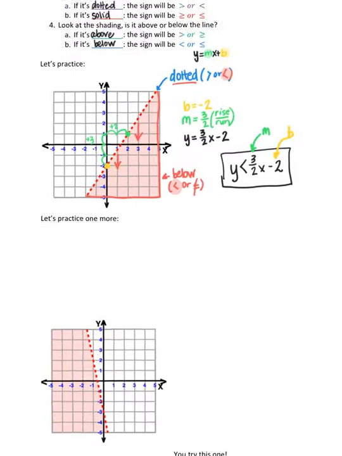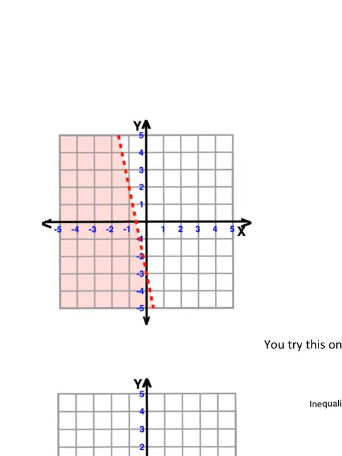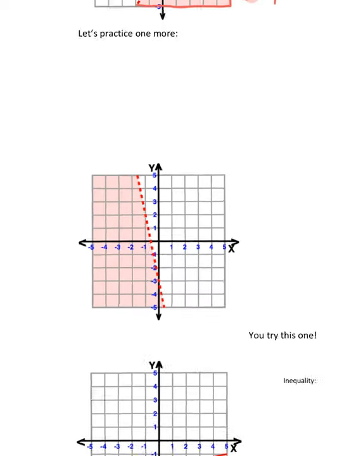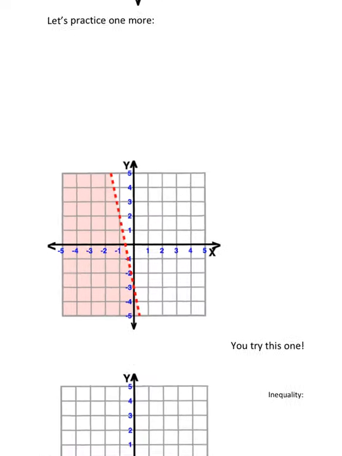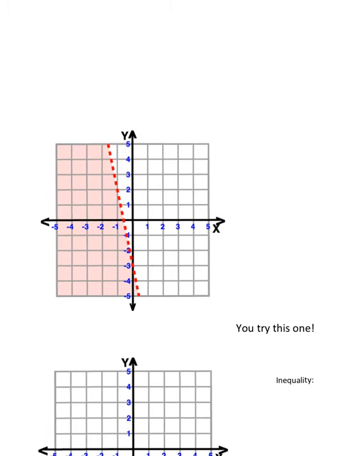Okay, let's do another one together. All right, so I'm looking here, and the first thing I need to find is my B. Let's put it up here. B equals, and in this case, B is right here. So B is -3.